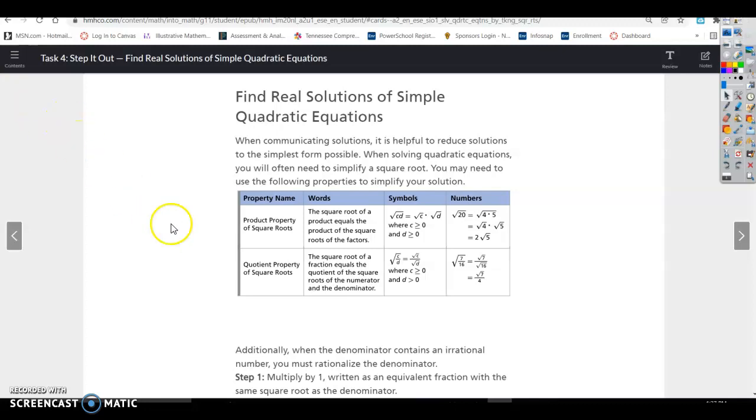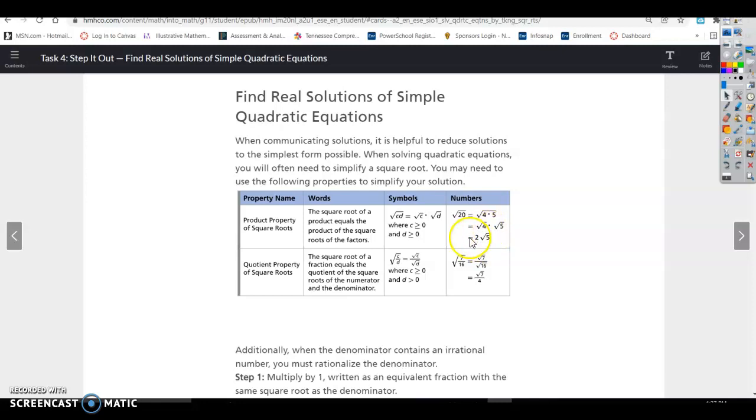Alright, so these two properties are important. The first one is the product property of a square root. So the square root of a product equals the product of the square roots. For example, the square root of CD equals the square root of C times the square root of D. And here's another example. The square root of 20 equals the square root of 4 times 5. That allows you to reduce the square root of 4 to 2, and then the square root of 5 stays under the radical form.